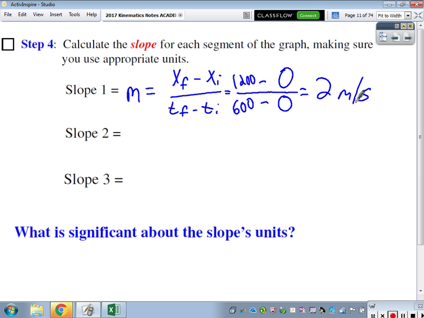Now, I don't expect us to go much deeper than that for today, but do understand that it is an average velocity that we just found. Okay? Now, I know it is a straight line, and therefore, we have a constant slope of 2 meters per second. So at all points along that line, the velocity is 2 meters per second.